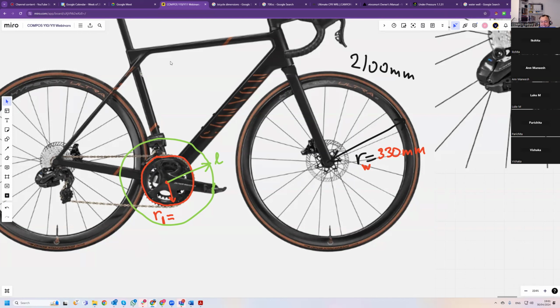Come on, real life applied maths and physics. What is the... and then you need to find the radius of the back wheel. R1 is 82. Very good. That's a good estimate. Let's stick with 80. Yeah, R1 is 80 millimeters.